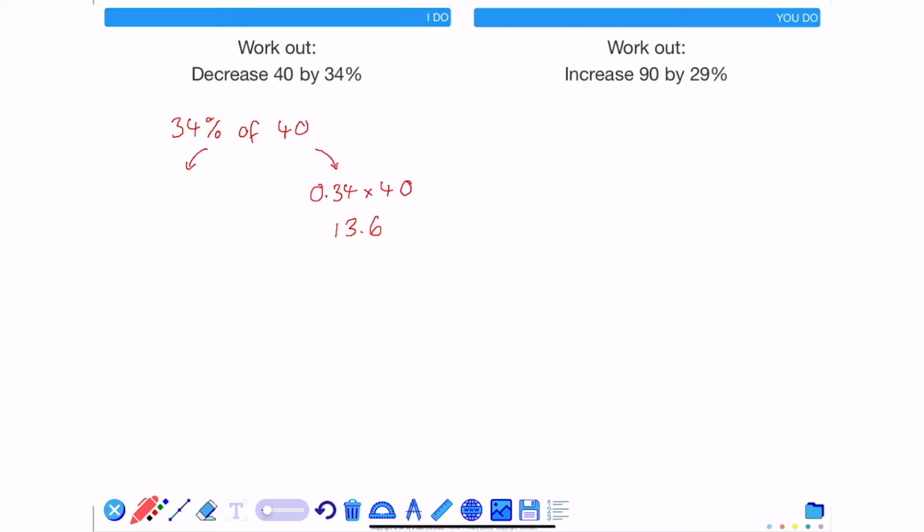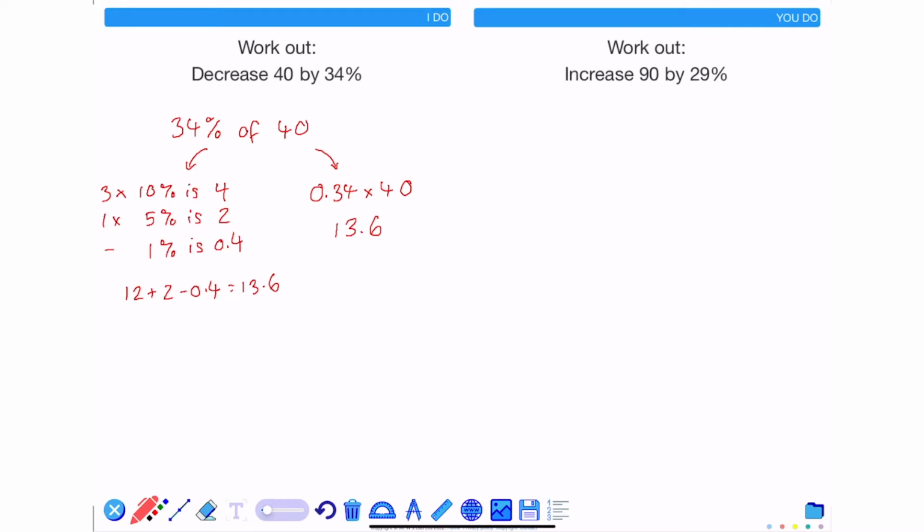Using a non-calculator technique, we can work out that 10% of 40 is 4, that 5% is 2, and that 1% is a tenth of 10%, so 0.4. Finding 34% would be the same as doing 3 tens, 1 five, and then we subtract a 1%. 3 10%, i.e. 3 times 4 is 12. Add on a 5% and take away 0.4 would also give me 13.6.